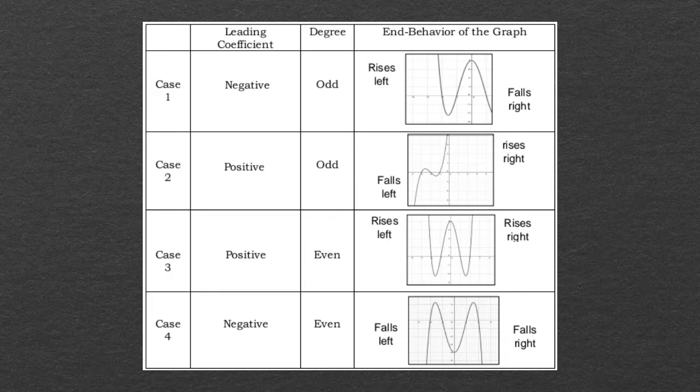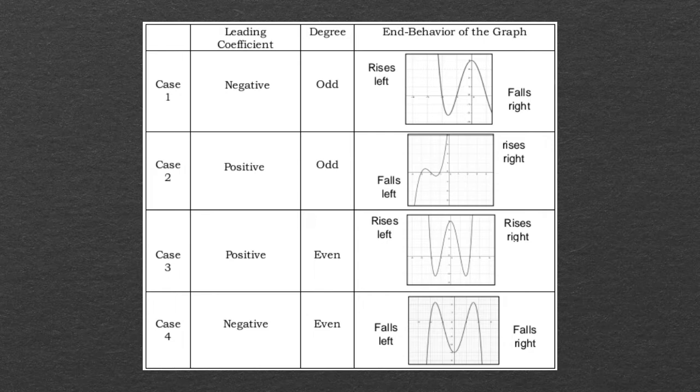Case 1 showed that if the degree of the polynomial is odd and the leading coefficient is negative, then the graph rises to the left and falls to the right. Case 2 showed that if the degree of the polynomial is odd and the leading coefficient is positive, then the graph falls to the left and rises to the right. Case 3 showed that if the degree of the polynomial is even and the leading coefficient is positive, then the graph rises to the right and also rises to the left.